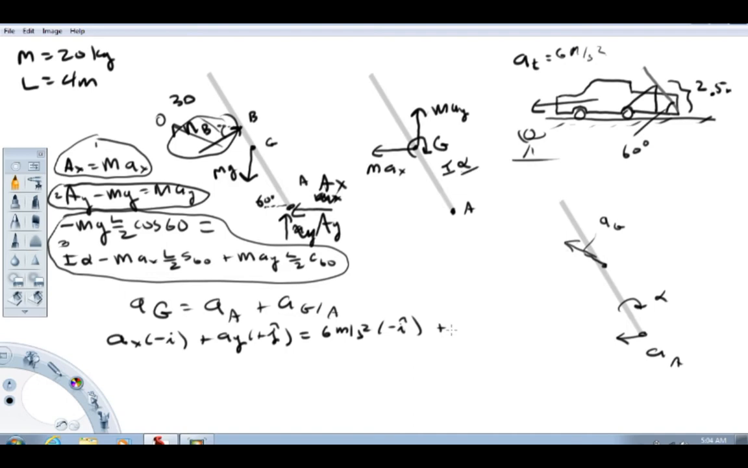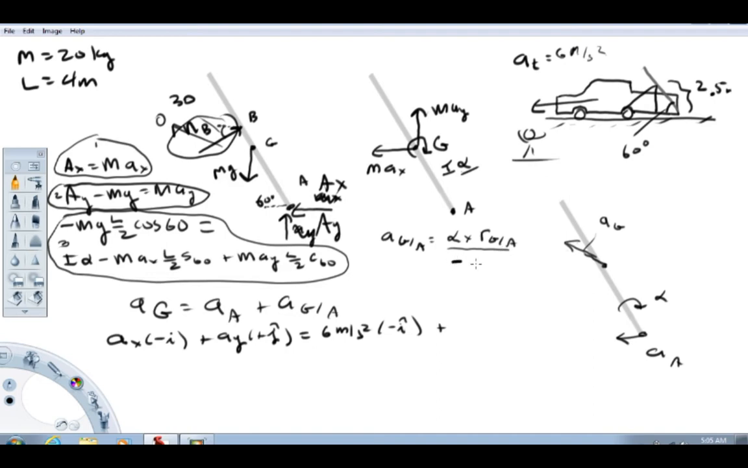Now, the acceleration of G with respect to A, let me talk about that. I'm going to write this right here. There are two terms that can show up here, a tangential and a centripetal. So G with respect to A can be written, let's see, alpha cross position of G with respect to A for the tangential acceleration. This one we're going to need.